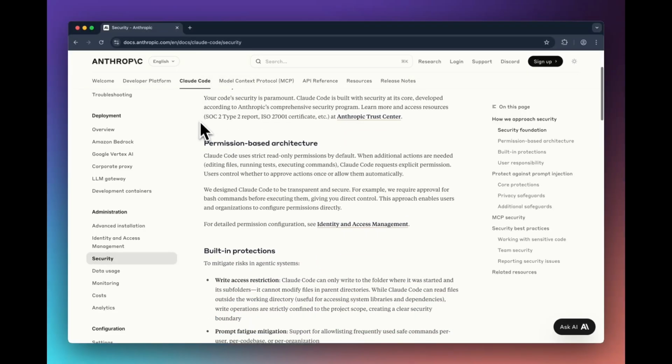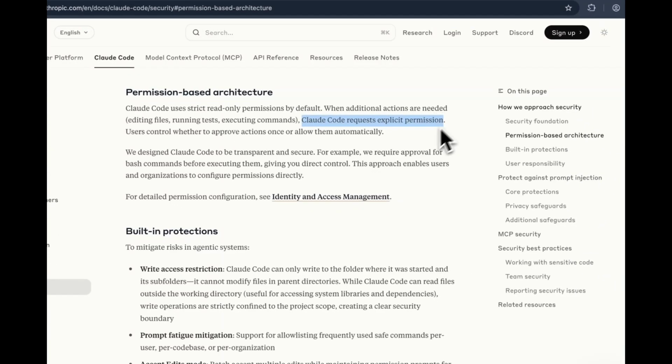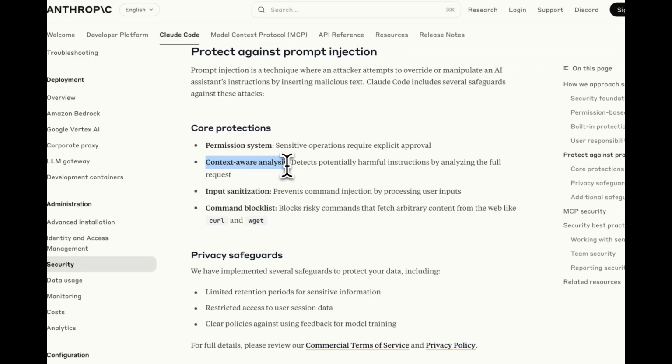Claude Code protects against this by implementing a permission system. We avoid doing YOLO mode on writing tasks. An analysis of each request is done to scan its degree of maliciousness. Input processing is also done to remove anything that could be malicious. And Claude Code also blocks commands that could fetch data.